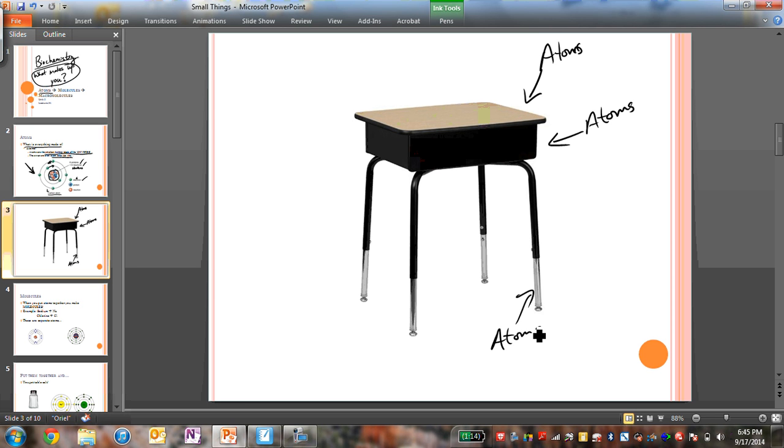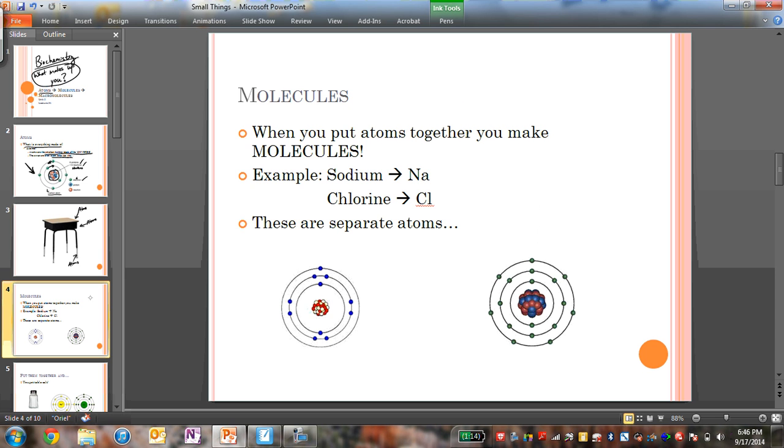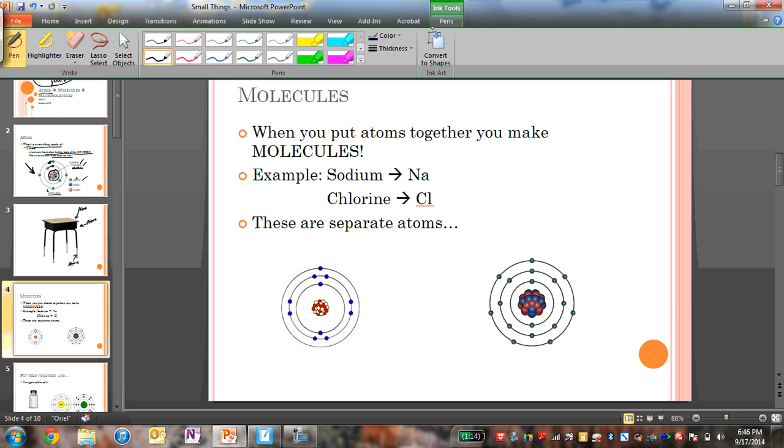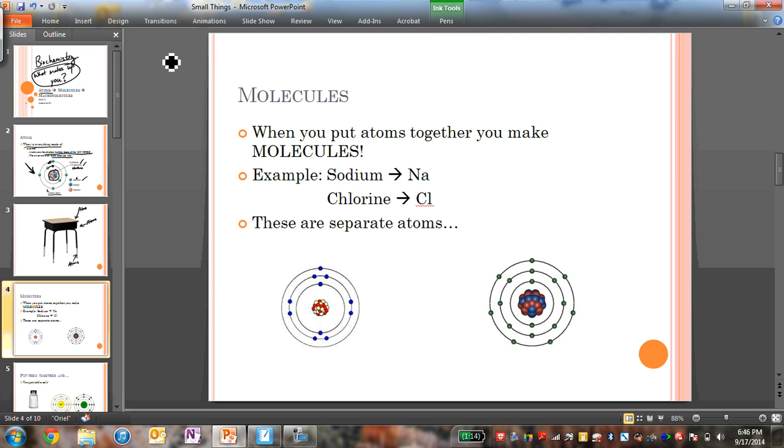Atoms are everywhere, okay? So when you're thinking about what this computer that I'm staring at right now is made of, in essence, the smallest thing you could say it's made of is an atom. Now, when we connect atoms together, we make molecules. So when you put atoms together, you make molecules.